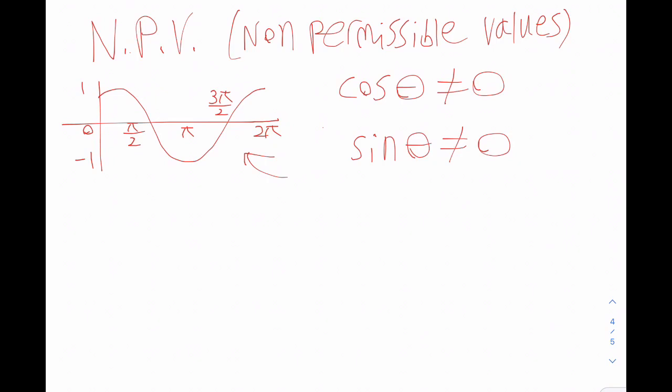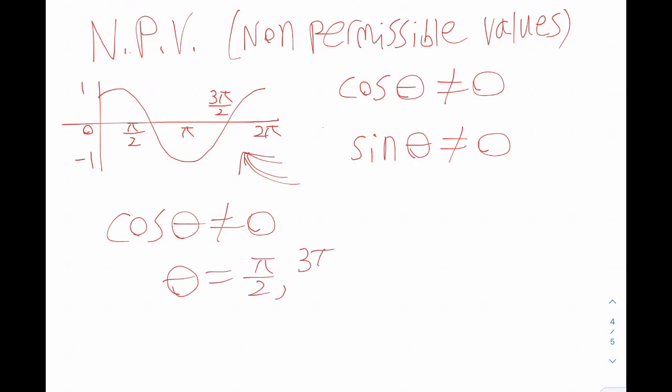Alright guys, so first let's look at cos of theta cannot equal 0. So here we have the cosine of theta function, and if we see here, when theta is equal to pi over 2 and 3 pi over 2, cos of theta will equal 0. And this will continue forever. So that means that when theta is equal to these values, cos of theta is equal to 0, but cos of theta cannot equal 0 in our non-permissible values. So we have to say that theta cannot equal pi over 2, 3 pi over 2, and so on.